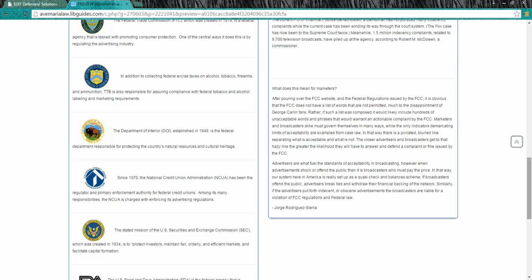If broadcasters offend the public, that is, if the show that's being viewed does something offensive, then advertisers break ties and withdraw their financial backing of the network. And similarly, if the advertisers put forth indecent or obscene advertisements, the broadcasters are liable for a violation of FCC regulations and federal law. So, in that way, the advertisers keep the broadcasters honest, and they don't want offensive material.